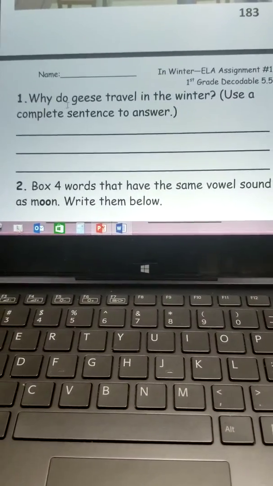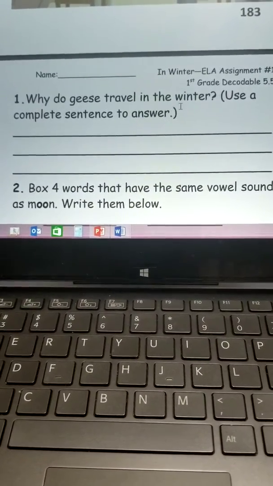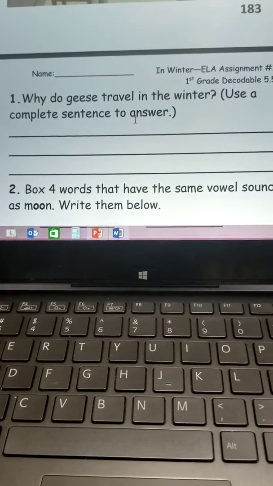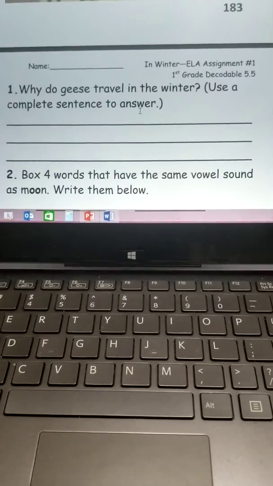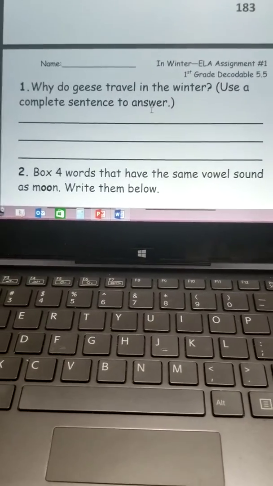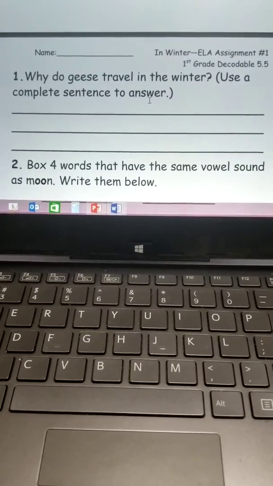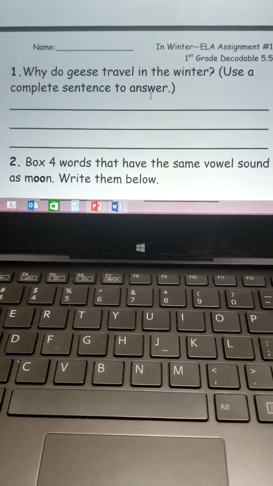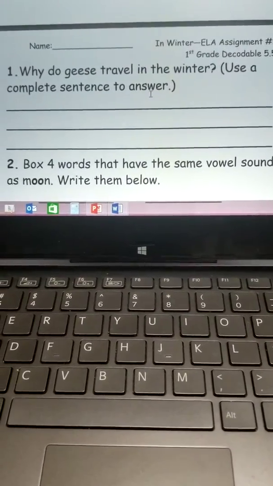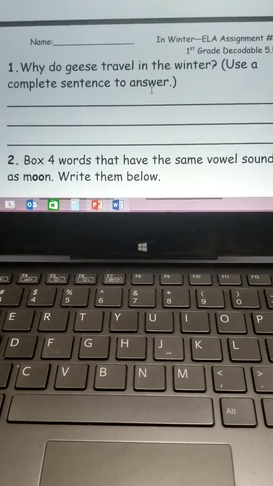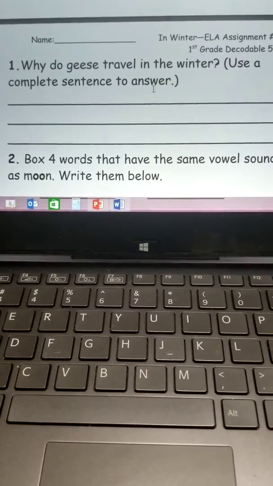Number 1, why do geese travel in the winter? Use a complete sentence to answer. That means I don't want just one word. Okay, make sure you give me a complete sentence. For example, geese travel in the winter because, and then you give me your answer. And don't forget your writing rules. Uppercase, spacing, punctuation.